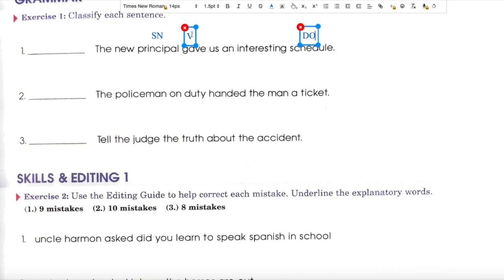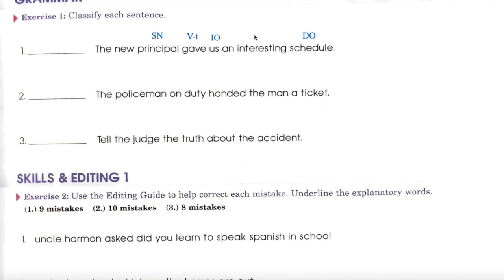That means that gave is a verb transitive. Principal gave schedule to whom? Us. Us is a noun or a pronoun. It's a pronoun, but it comes in between the verb transitive and the direct object. It is an indirect object. It's answering the question to whom. Number 8, what kind of schedule? Interesting. So that's an adjective. It's describing a noun.